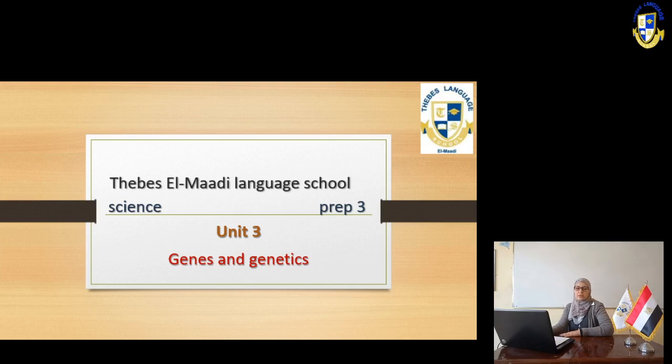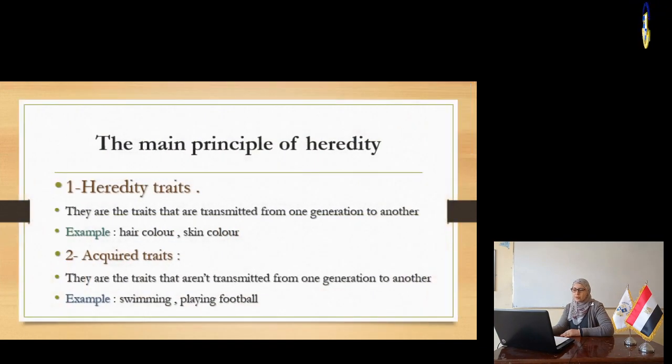We are going to cover today Unit 3, Principle of Heredity. Slide number 2. We have two types of traits, heredity traits and acquired traits. What's meant by heredity traits? They are traits that transmit from one generation to another generation. Example for heredity traits, hair color and skin color.